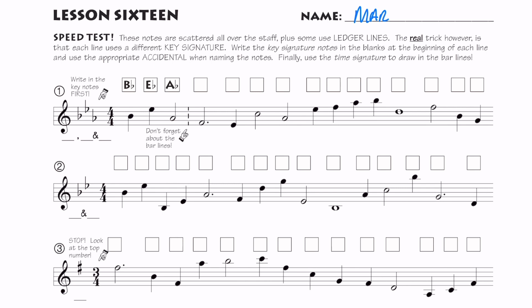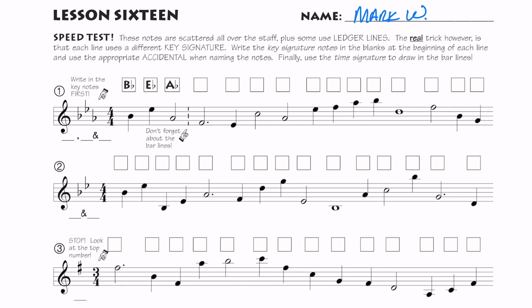Okay, we're on lesson 16 from 5-Minute Theory. In this lesson, we're going to apply what we learned about key signatures and then do a whole bunch of other stuff. This first thing that we're going to do is, of course, write our name at the top of the page. But this first half of the lesson is going to be doing a ton of different stuff.